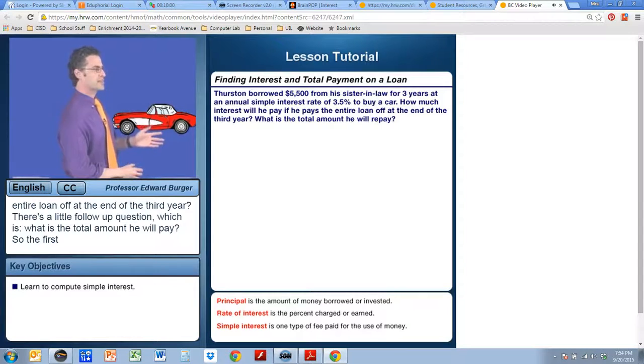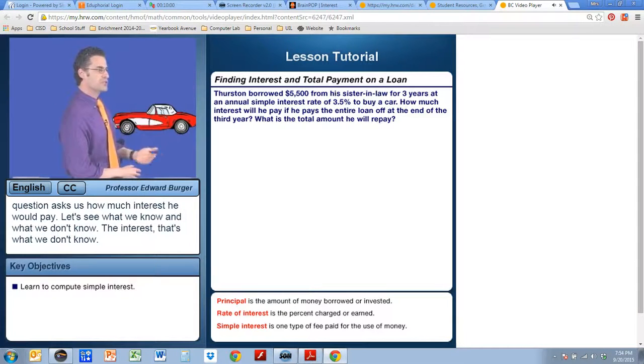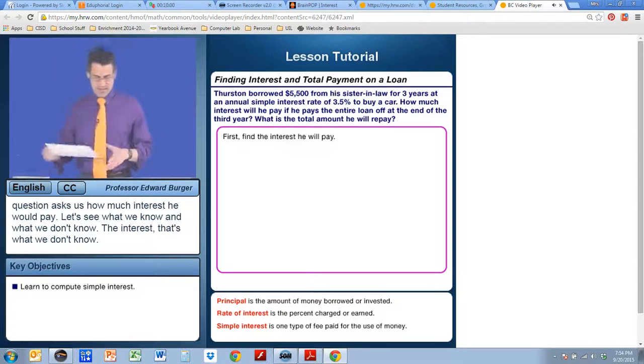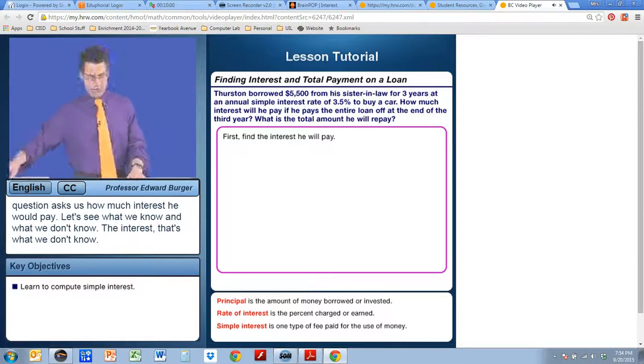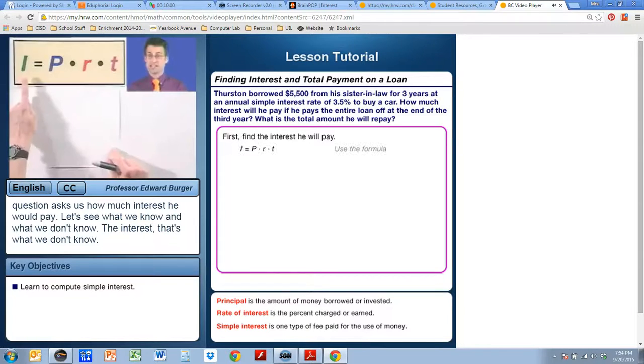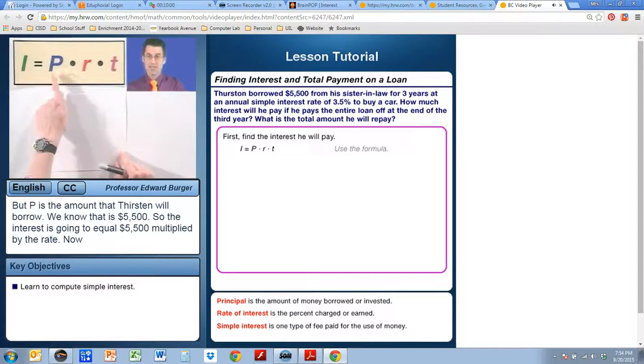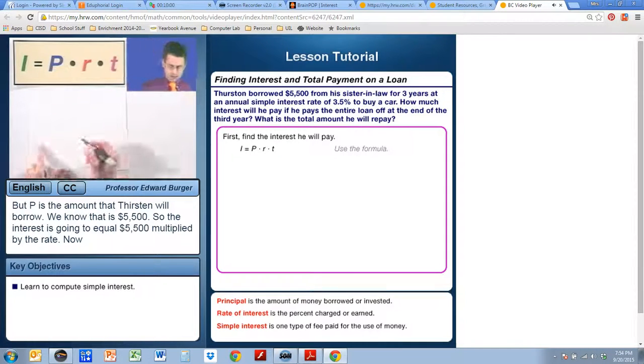So the first question asks us, how much interest will he pay? So we have to figure out interest. Well, let's just see what we know and what we don't know. The interest, that's what we don't know. But P, that's the amount that Thurston's going to borrow, and we know that's going to be $5,500. So the interest is going to equal $5,500 multiplied by the rate. Now, what's the rate?